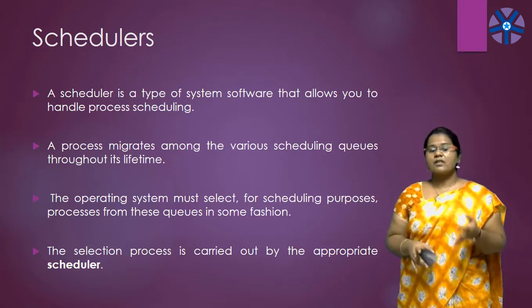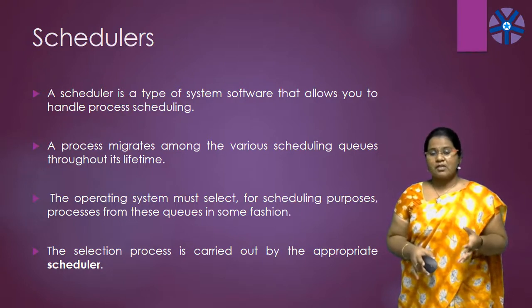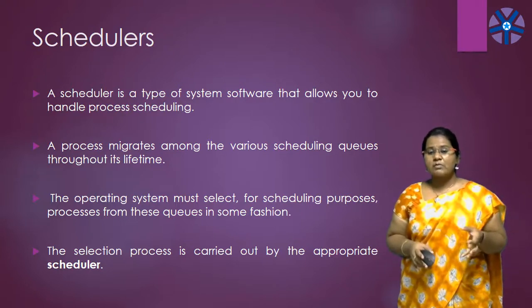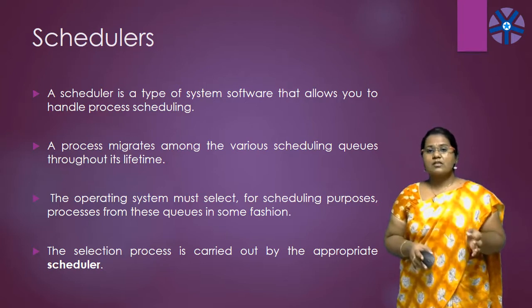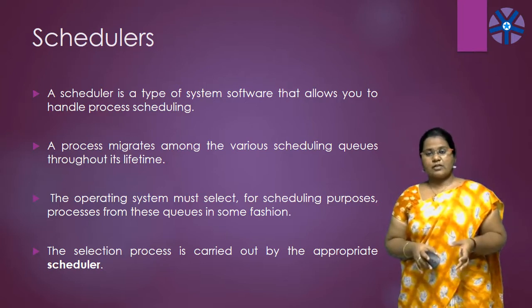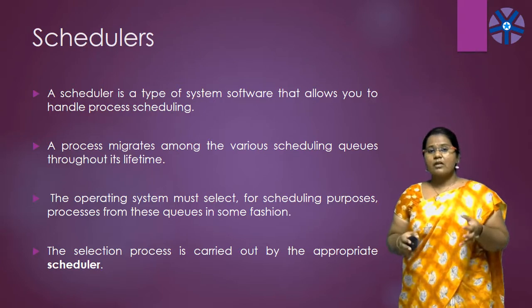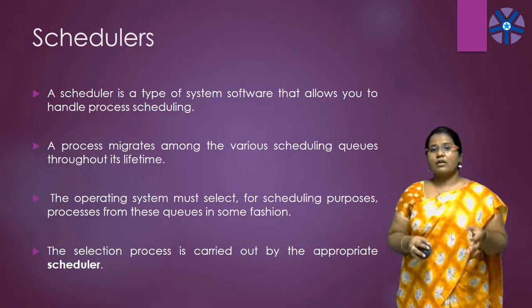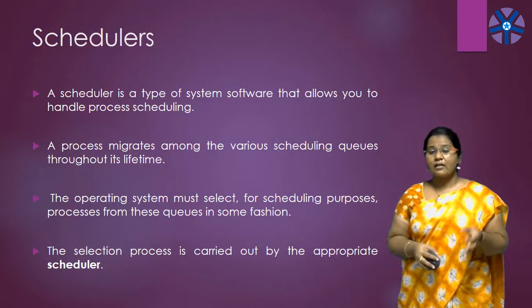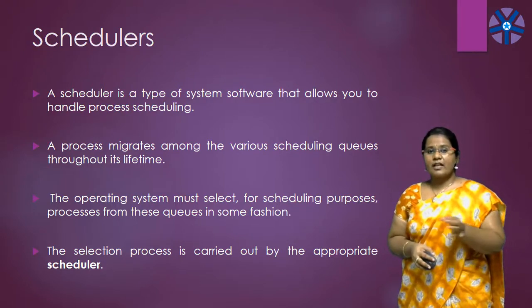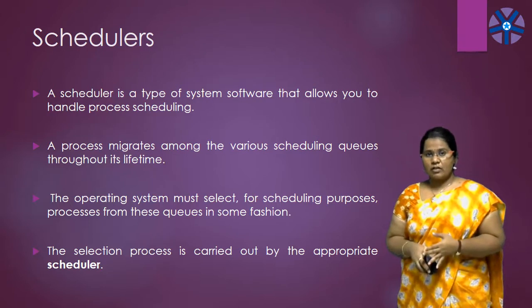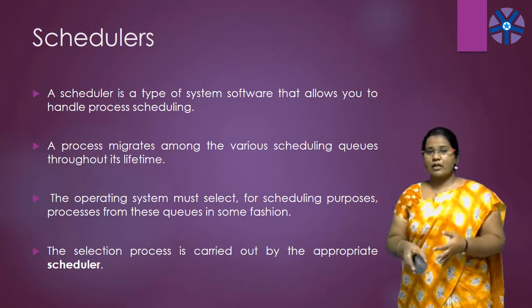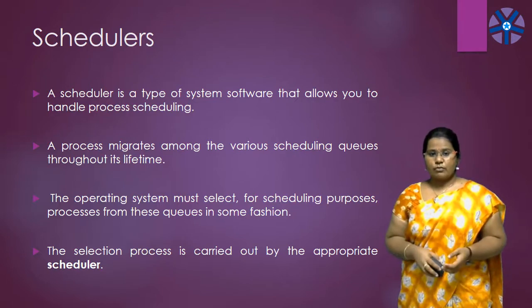So for that purpose, we have scheduling algorithms. These scheduling algorithms will decide which process has to be allocated the CPU first. Before these scheduling algorithms execute, there is one more concept called the scheduler, which is responsible for executing the scheduling algorithms. So this allows the scheduling algorithms to schedule a process into the CPU for execution.